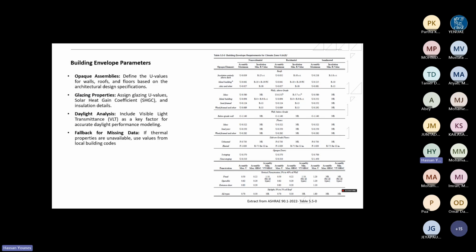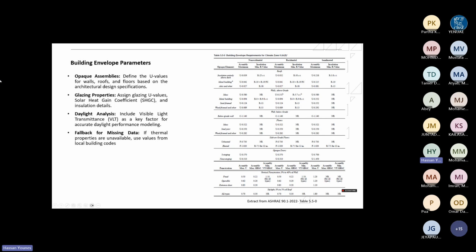So that information should come from the design itself. Typically, it's what the code requires if the code is already very stringent. But if you're doing a project where there are no requirements from the municipality or whoever is the authority having jurisdiction, then you would just come up with your own values and tell the client which ones are the best to use for that specific project.